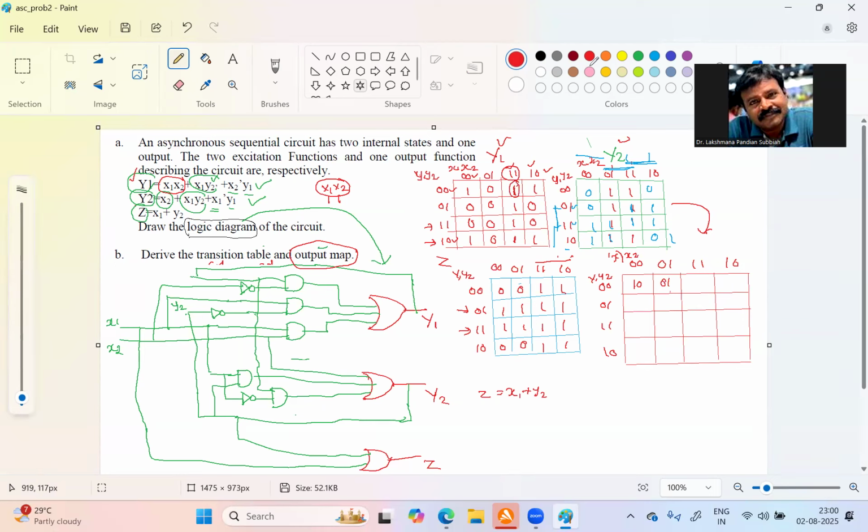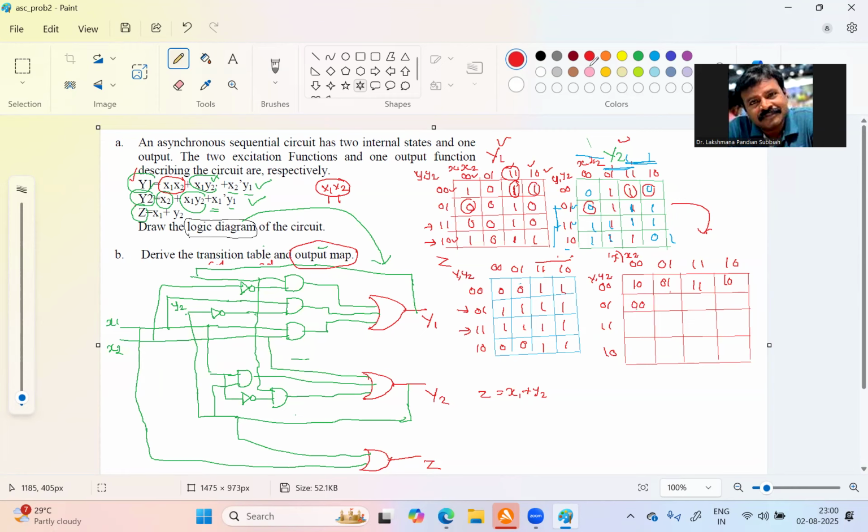So this is 1, this is 1. So you write it as 1 1. Then here also 1 0. You write it as 1 0. Right? Then here 0 1 0. So this is 0 and 0. So you write it here 0 0.